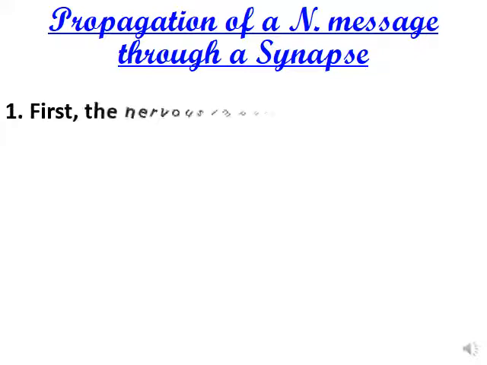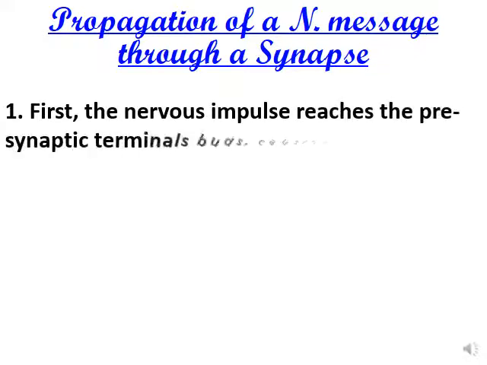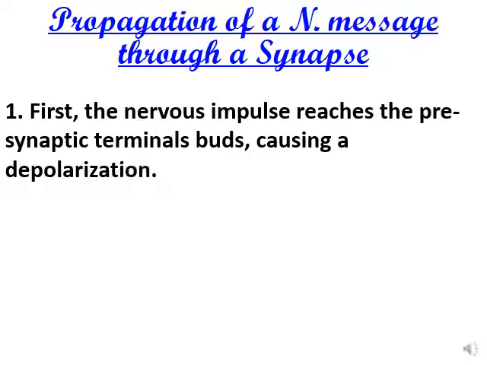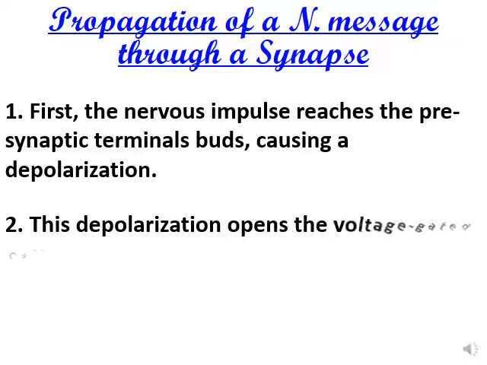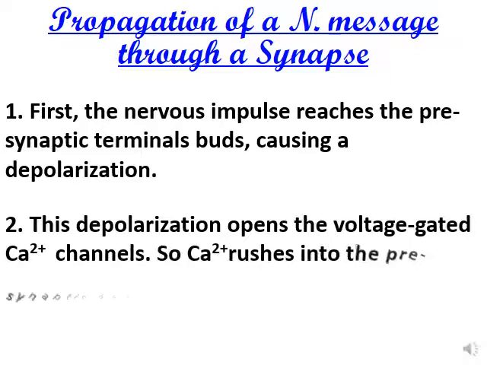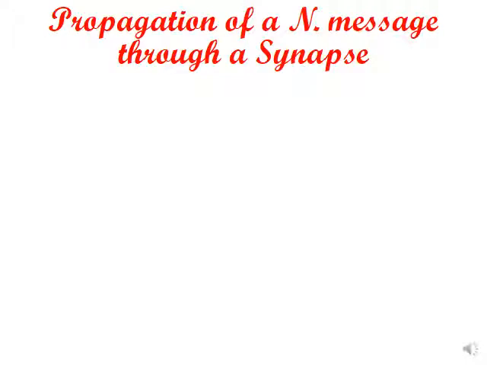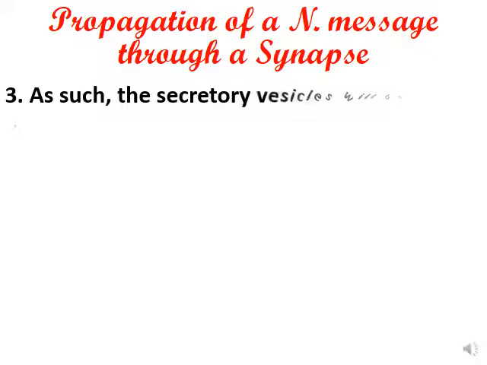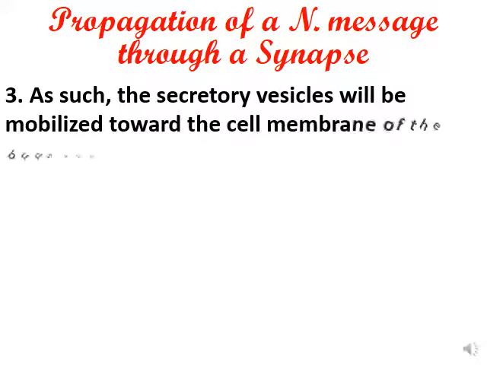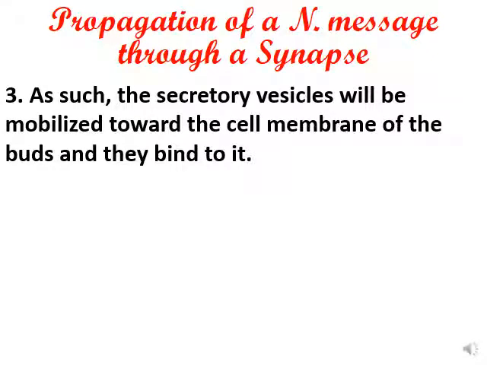Propagation of a nervous message through a synapse. First, the nervous impulse reaches the presynaptic terminal, causing depolarization. Then, this depolarization will open the voltage-gated calcium channels Ca2+, so calcium will rush into the presynaptic terminal. Then, the secretory vesicles will be mobilized toward the cell membrane of the buds and they bind to it. What do the secretory vesicles contain?